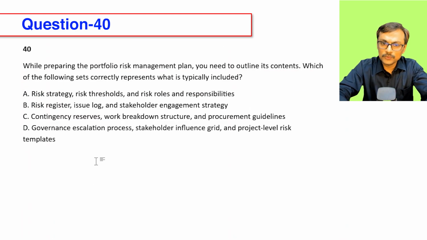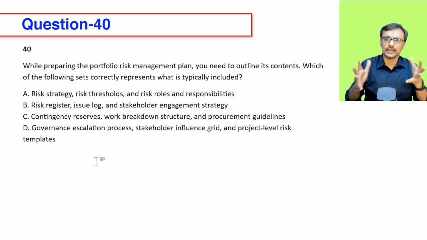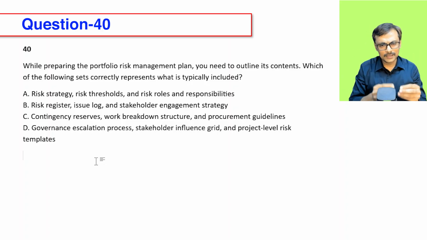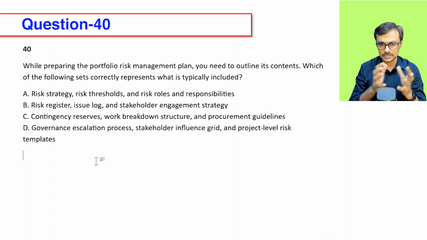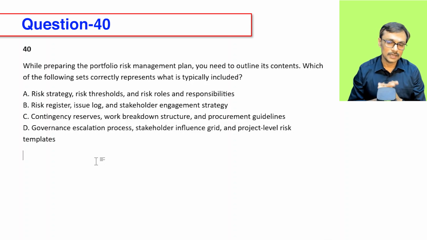Question number 40. While preparing the portfolio risk management plan, you need to outline its content. Which of the following sets correctly represents what is typically included? So again, a typical question talking about what is there in a given plan or given artifact. Since we are talking about risk, I can have a question around the risk register talking about this particular thing, because these are the two important artifacts.